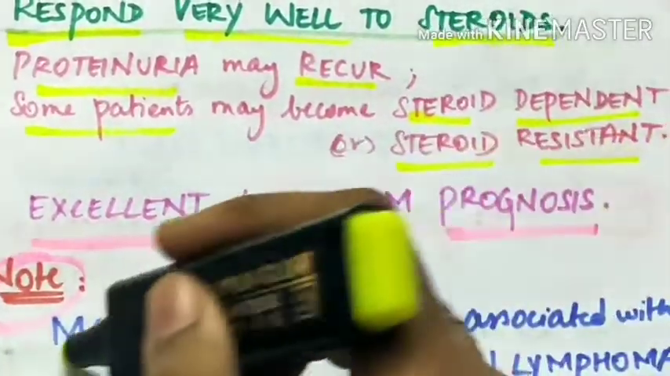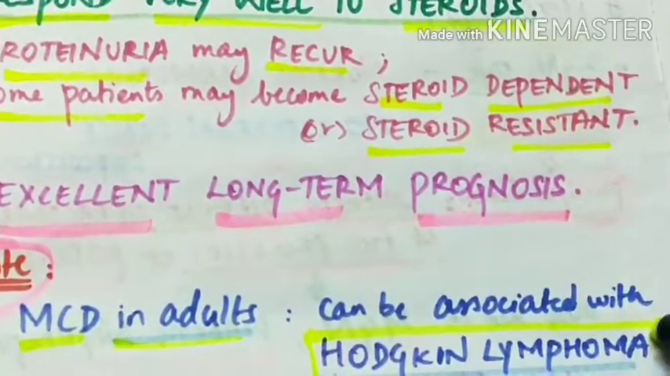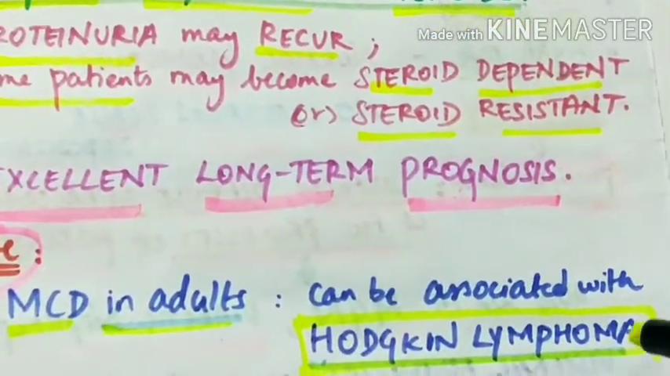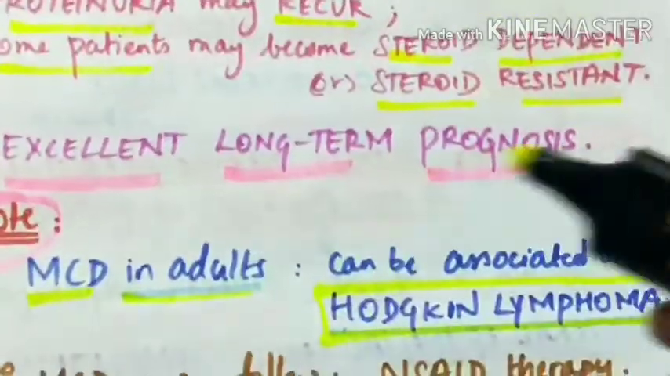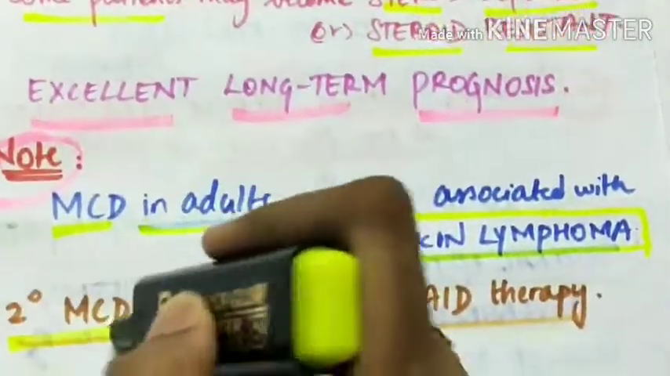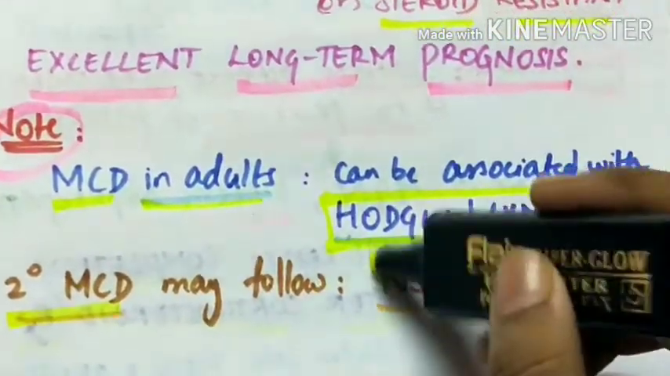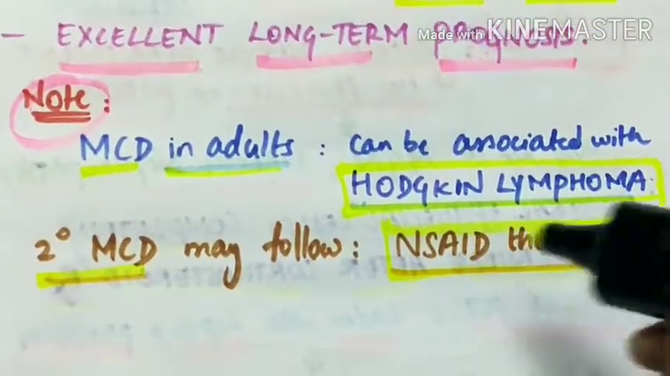Note: minimal change disease in adults can be associated with Hodgkin's lymphoma. So this is an important thing to be noted. It is more common in children, but in adults it can be associated with Hodgkin's lymphoma. The secondary minimal change disease may also follow treatment with non-steroidal anti-inflammatory drugs.